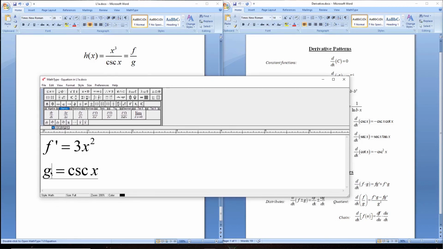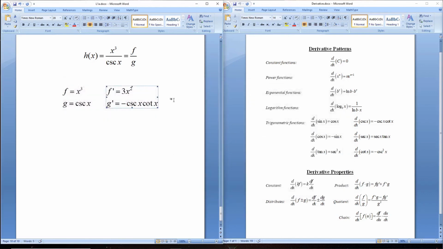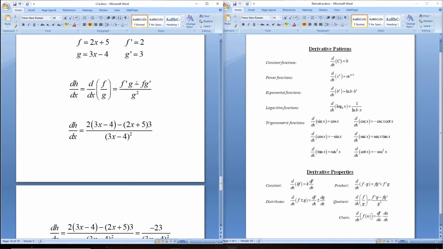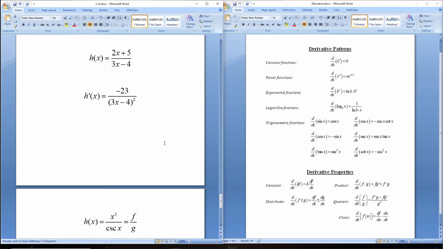And then we want the derivative of cosecant. So it's one of the patterns over here to the right. The derivative of cosecant is minus cosecant cotangent. So now that we have all our pieces, we will plug them in to the quotient rule.